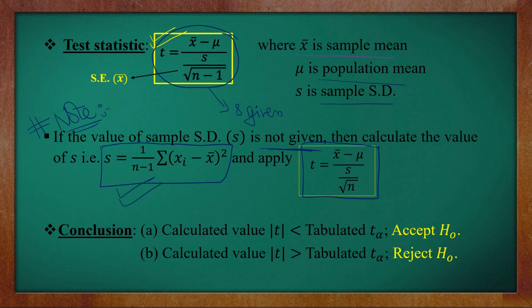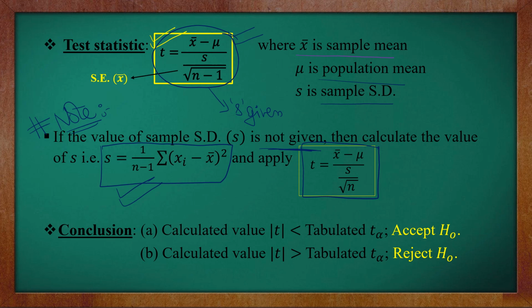Many times my students asked me, ma'am, when do we take n minus 1 and when do we take n? So keep this in mind: when S is given, you will go for the formula in which n minus 1 is used. But when you are calculating the sample standard deviation, at that time you will apply n only.